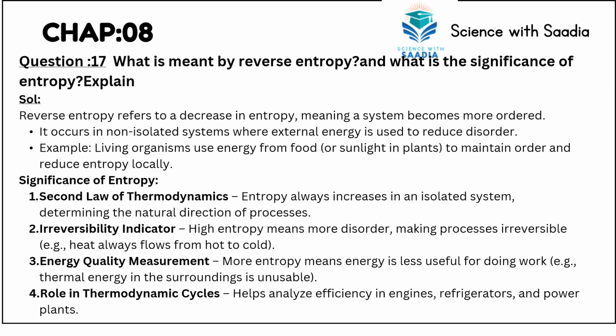The significance of entropy: first, the second law of thermodynamics. Entropy always increases in an isolated system, determining the natural direction of the process. Second, the irreversibility indicator: higher entropy means more disorder, making a process irreversible. For example, heat always flows from hot to cold. Third point is energy quality measurement: more entropy means energy is less useful for doing work. For example, thermal energy in the surroundings is unusable. Fourth, its role in thermodynamic cycles: it helps analyze efficiency in engines, refrigerators, and power plants.